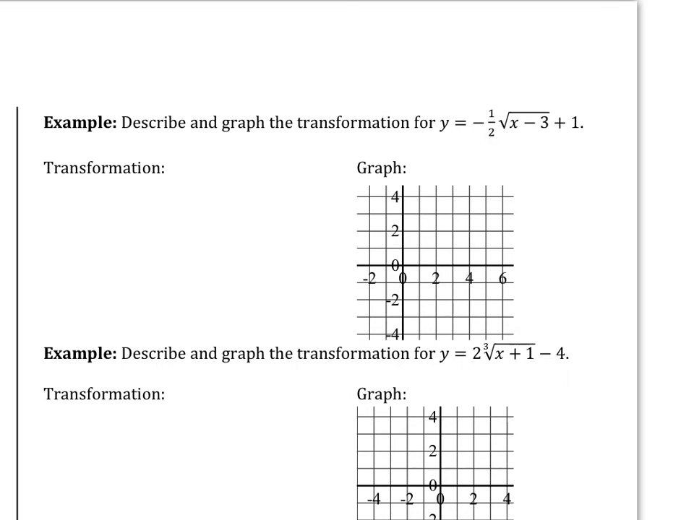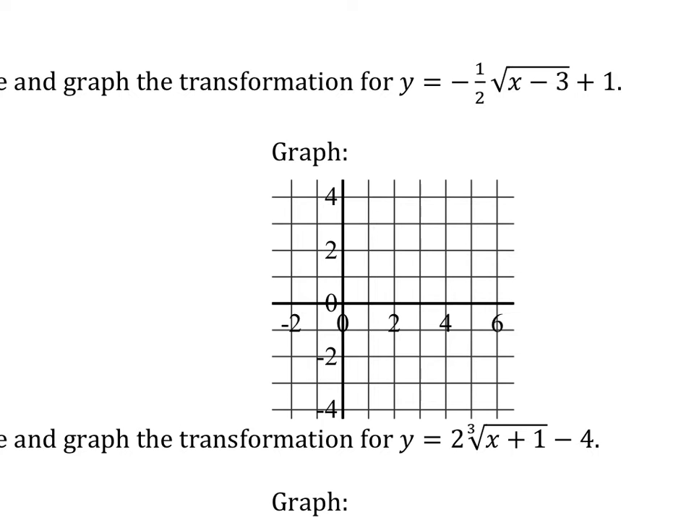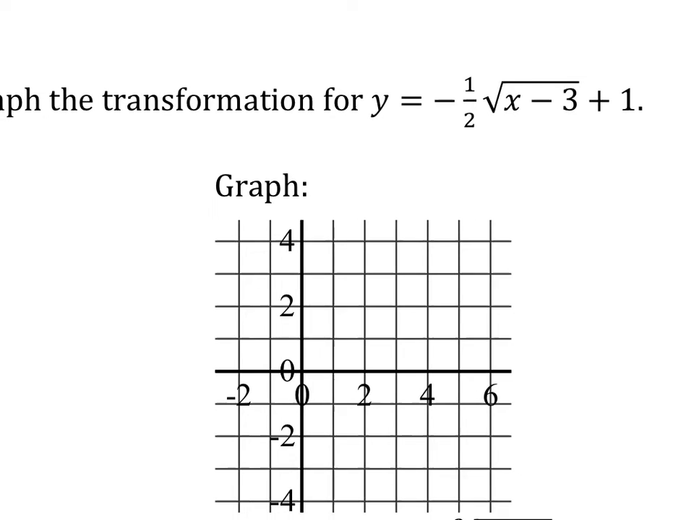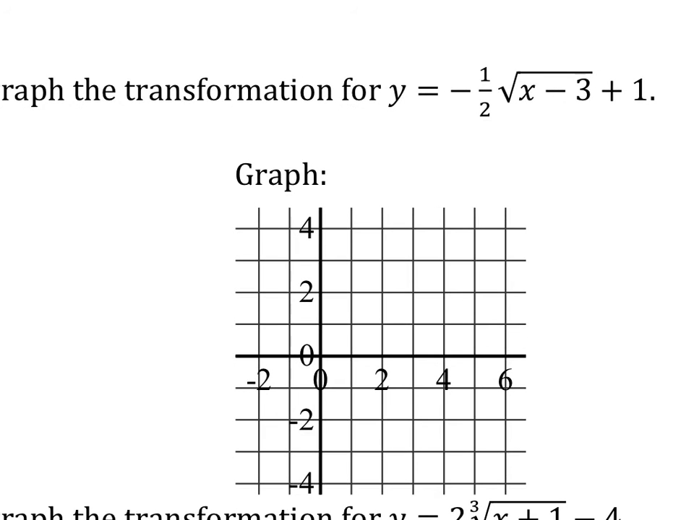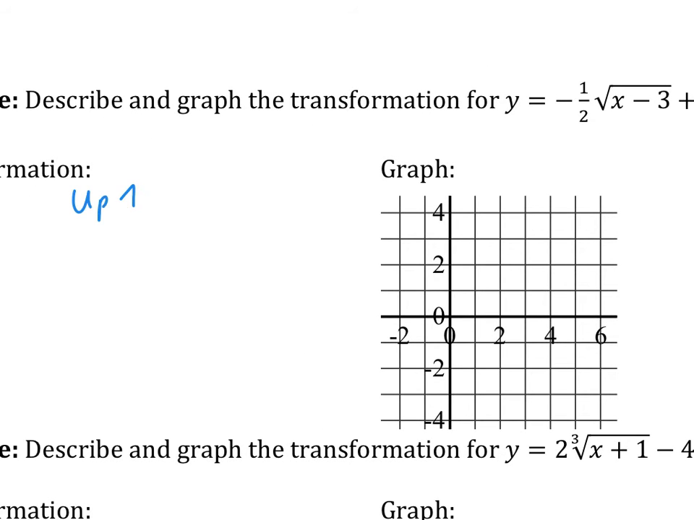All right, now we're ready to do more than one transformation. This gets pretty crazy. Again, you want to identify the parent function. For this one, what is the parent function? Square root x, very good. We have 4 transformations: up 1, right 3, compress by half, and, hold on, I did it too fast. Across, what is across? Reflect across the x-axis. And then compress 1/2.